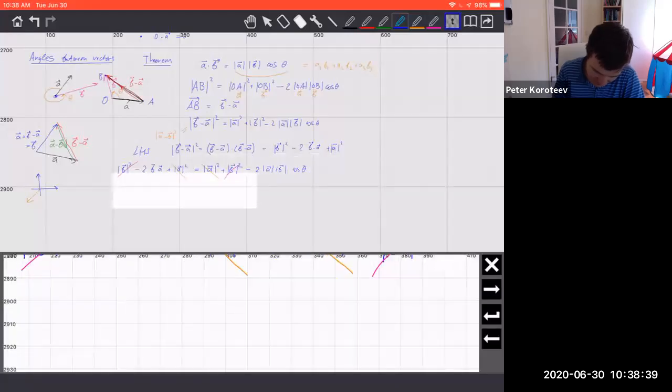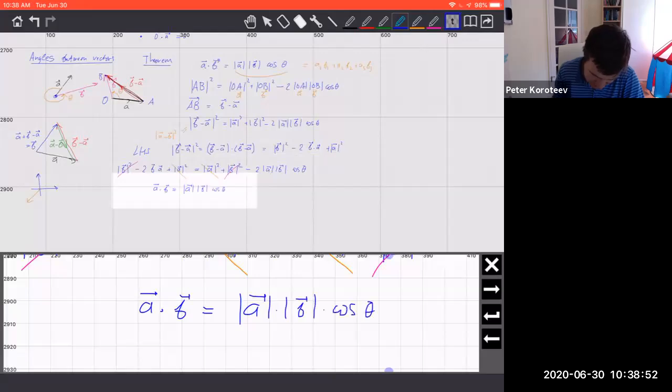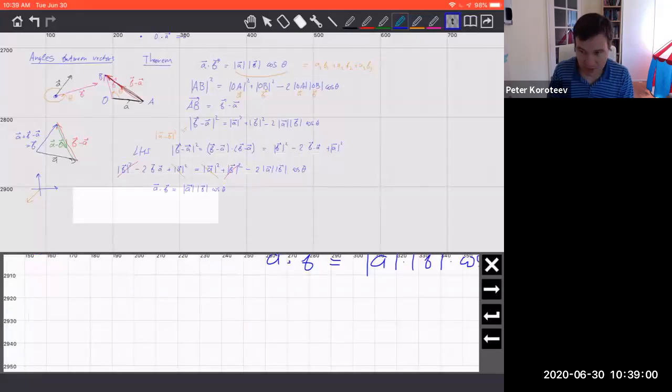So in other words, the theorem follows from here. Right? So that A dot B, I swap the order because it's commutative, is equal to the absolute value of A times the absolute value of B times cosine theta. Yeah, so we have proven the statement, which you can also solve for the angle.